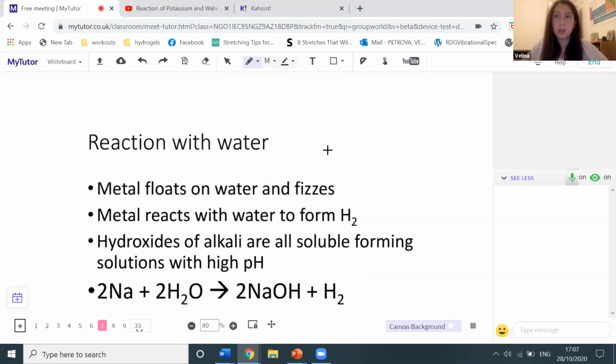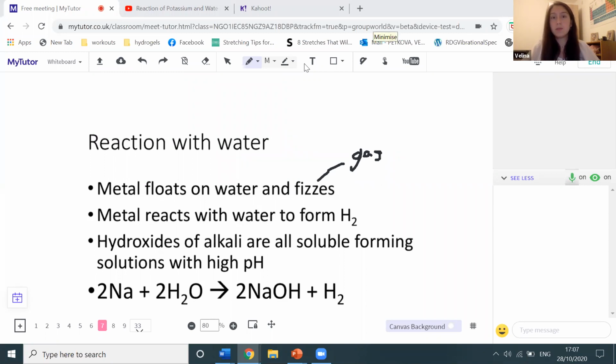So what reactions do we see? Alkali metals have very low densities. And yeah, the reaction with oxygen is oxidation. So reactions with water. Have you seen this at school before? Metals float on the water and start to fizz. Whenever something starts to fizz, it's to do with a gas. A gas is being released, okay? In this case, it is hydrogen gas.